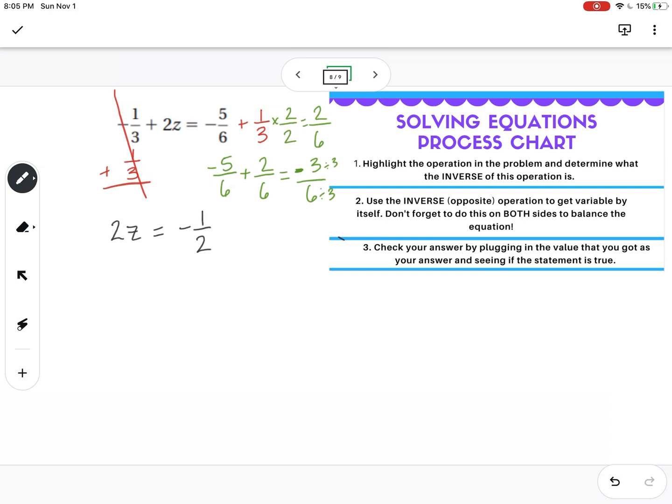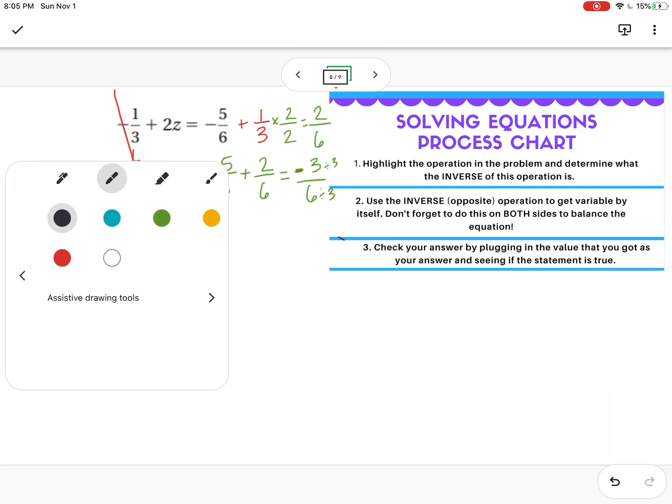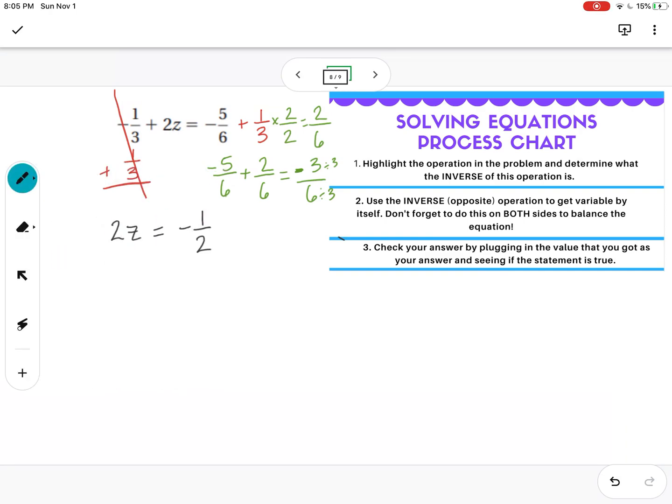All right, so now let's do our final step. A number next to a variable, remember, would tell us multiplication. We have to do the opposite, which is divide. All right, so we're dividing both sides by 2. And now you're running into the problem of, okay, wait, I'm dividing negative 1/2 by 2. And do you guys remember what would happen when we're dividing it by 2? So if we were dividing this by 2, that would be the same as dividing it by 2/1, right?